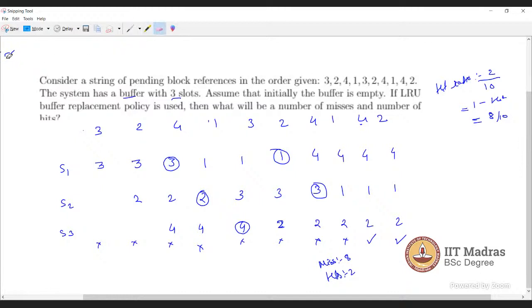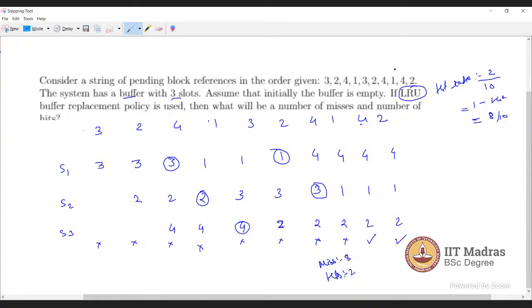So yeah, this is the correct approach to solve the question, LRU for the replacement policy. Okay, sir. You understood this, right? Yes, sir. I understand.